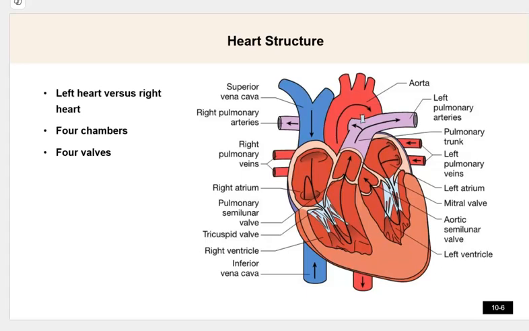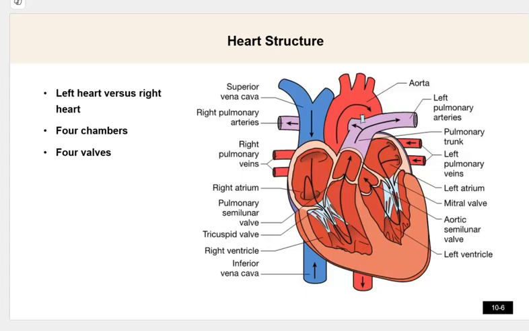The right side of the heart is the pump that receives mixed venous deoxygenated blood from the systemic veins and pumps into the circulatory system. So that's the right-sided pump. The left atrium, the mitral valve, and the left ventricle form the left side of the heart. And this is the pump that receives the oxygenated blood from the pulmonary vein and pumps it into systemic circulation.